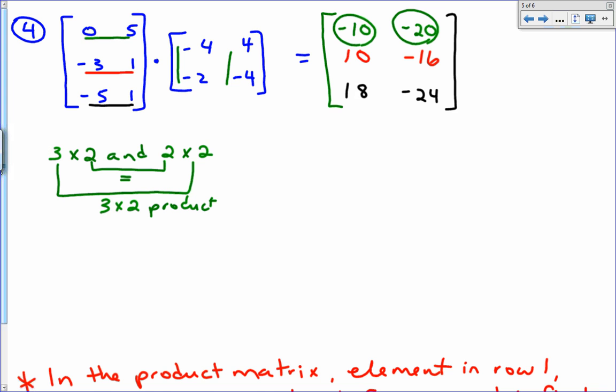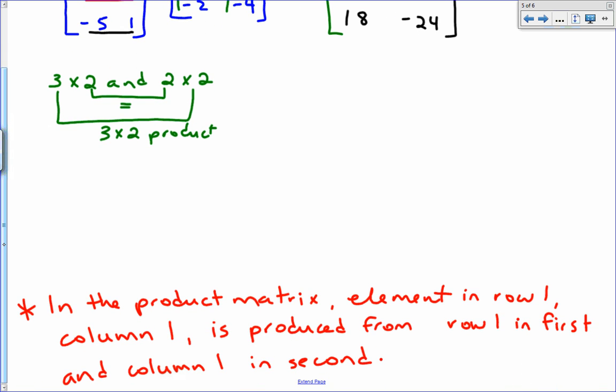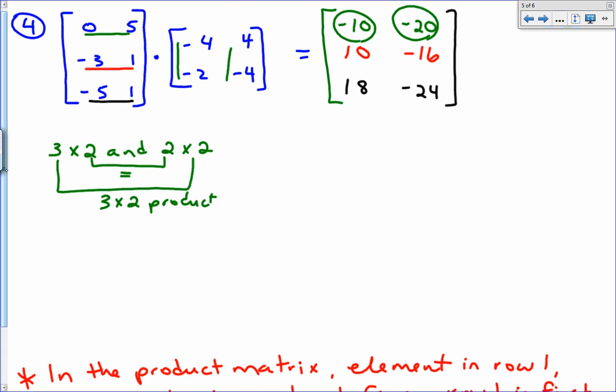So if we scroll down here, we'll see the tip from this question. In the product matrix, the element in row 1, column 1 is produced from row 1 in the first and column 1 in the second. And another example would be the answer in, for instance, row 3, column 2 comes from multiplying row 3 in the first and column 2 in the second. So the position in the product is represented by the rows and columns of the two matrices that you're multiplying together.